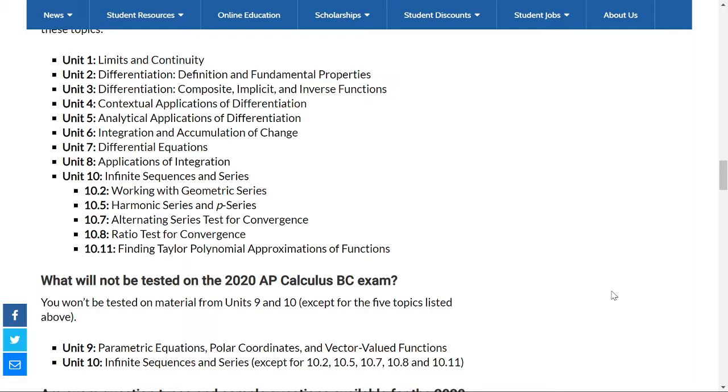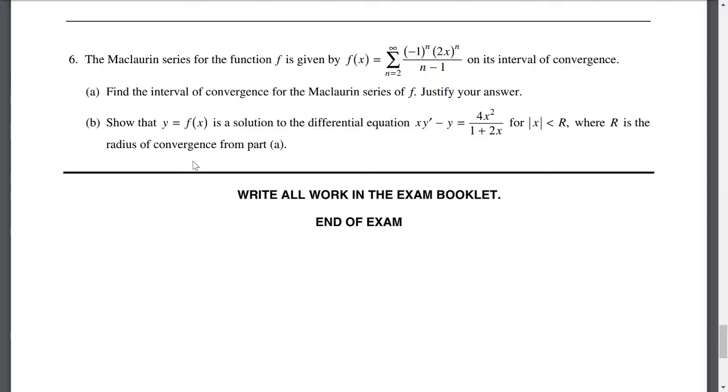And so today what I thought I would do is share with you my solution to a former free response question that involves several of those topics, actually, as well as some from Unit 7 on differential equations. This is from 2010, Form B, and it's question number 6, which is usually the question that has a power series or infinite series involved with it.